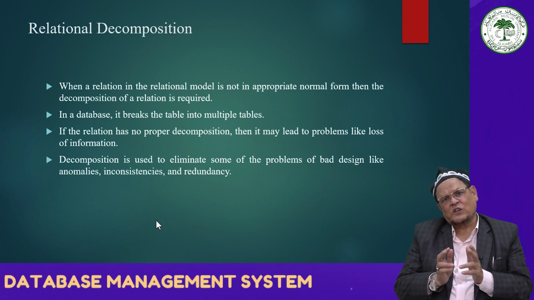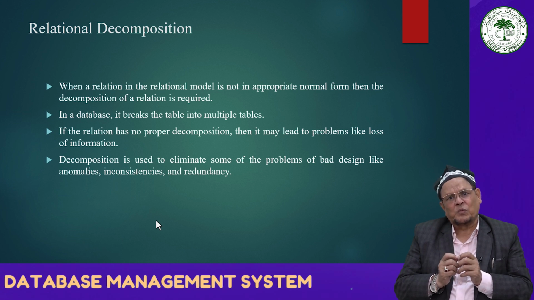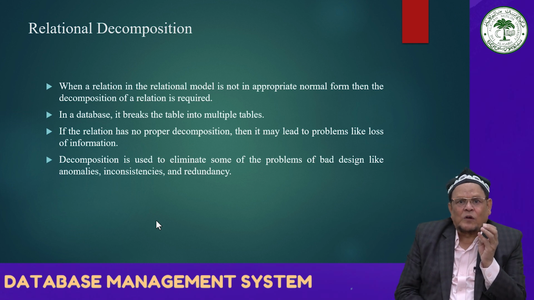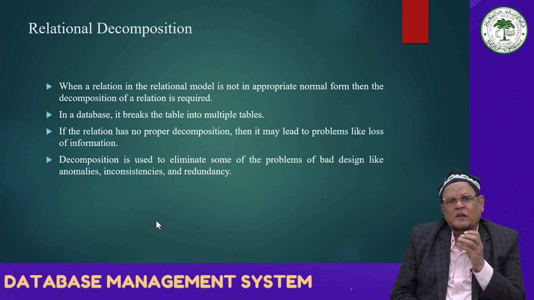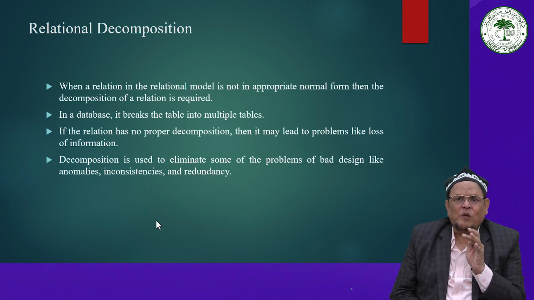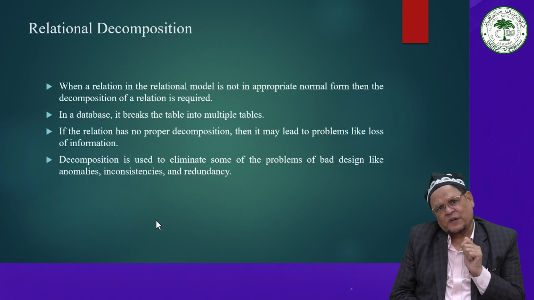So there are two situations. It means 2 to the power 2, it means 4 situations will arise. The relation may be lossless, FD preserving. Second will be lossless, non-FD preserving. Third will be lossy, FD preserving. Fourth will be lossy and non-FD preserving.